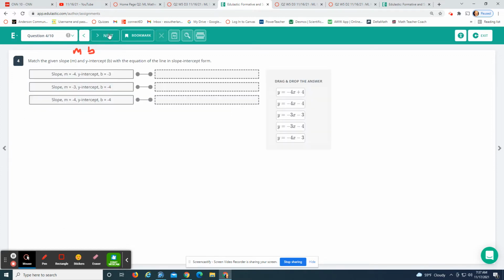All right, the next question, it says match the slope and y-intercept to the proper equation. It says slope m is -4, y-intercept is -3. So we need to find a problem that ends in -3. Well, we've got 2 that end in -3. We need to find the one that has a slope of -4. It's the very last one on mine. So you click and drag it over to the top.